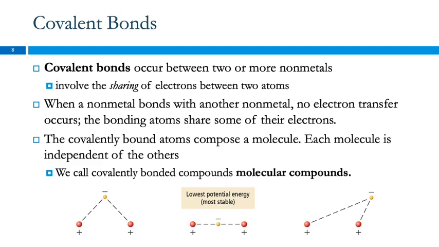Covalent bonds occur between two or more nonmetals. So ionic bonds is between a metal and a nonmetal. Covalent bonds are between two or more nonmetals. And instead of a transfer of electrons, this is sharing of electrons. So by sharing some electrons, the two atoms are bonded together.